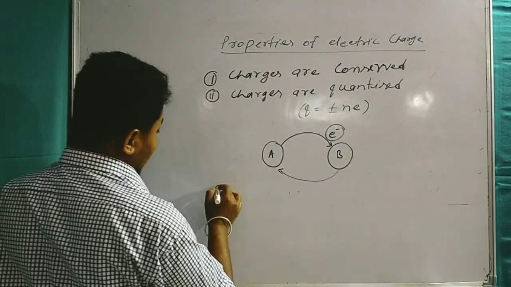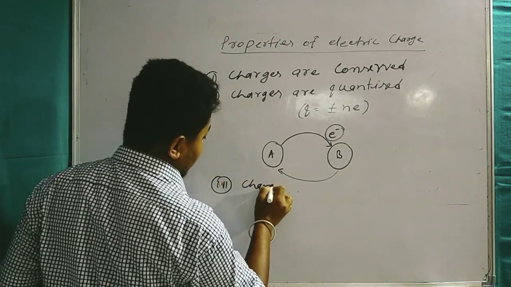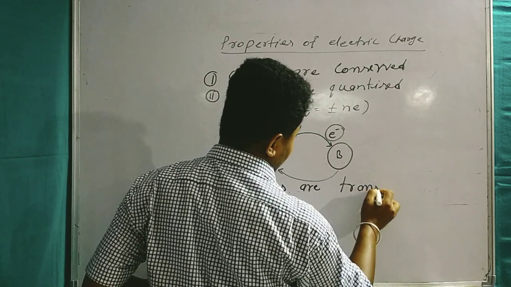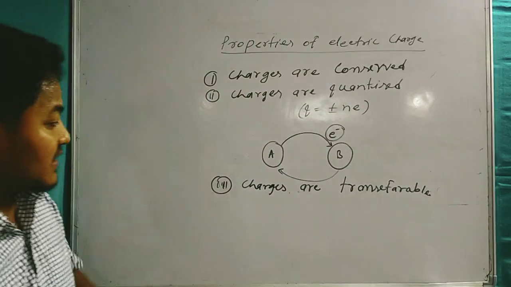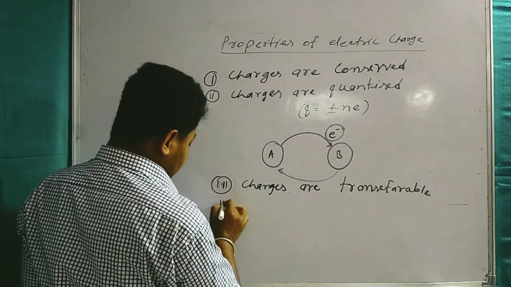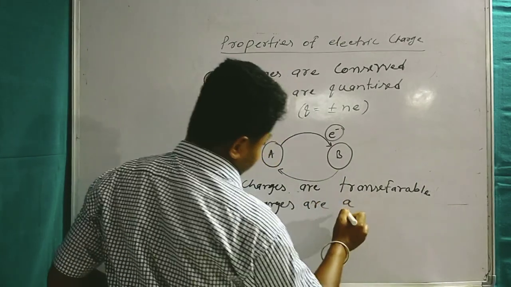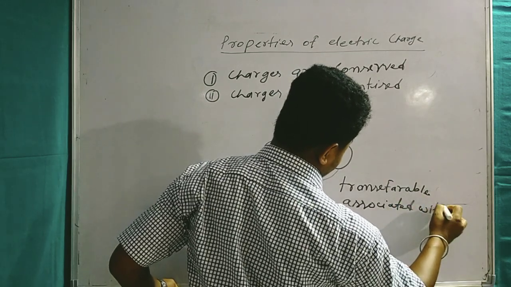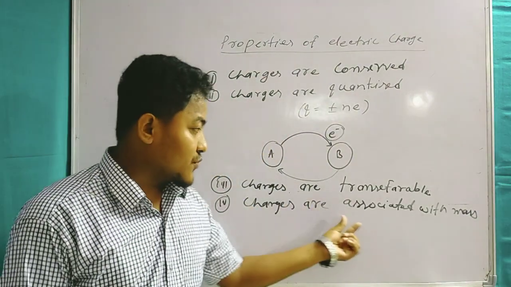Number three, the third property: charges are transferable. That means electric charge can be transferred. Finally, charges are associated with mass. This is an important relation, that the electric charges are associated with mass.